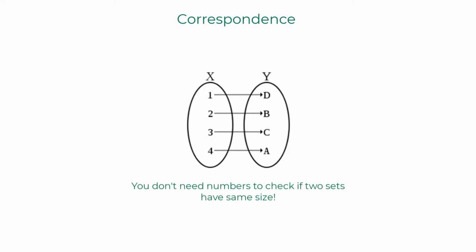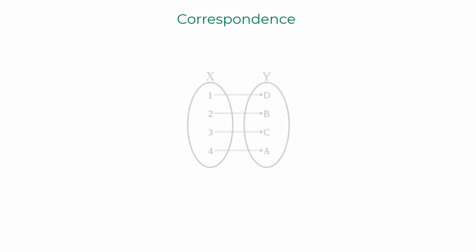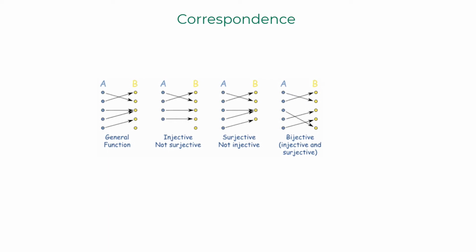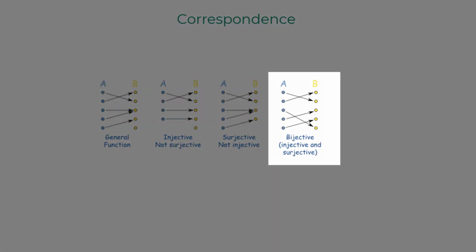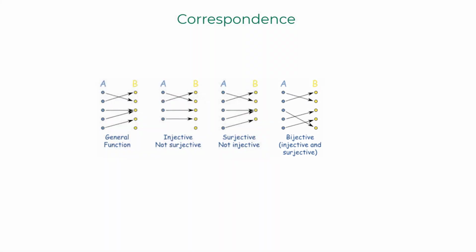This technique bypasses the process of counting and the knowledge of a number system. So all you have to do is pick one element from one set and see if it has a corresponding element in the other set. Correspondence is basically a bijective function between two sets.